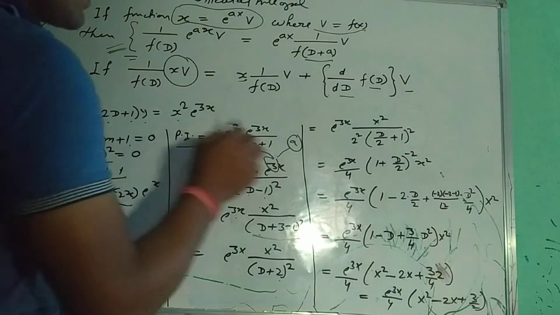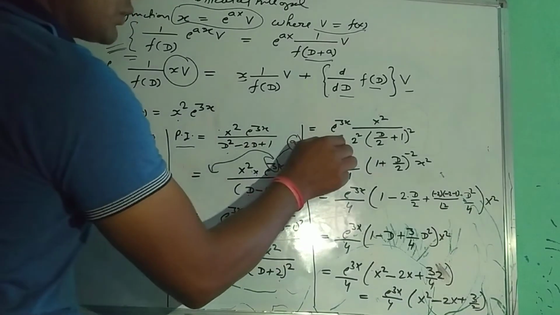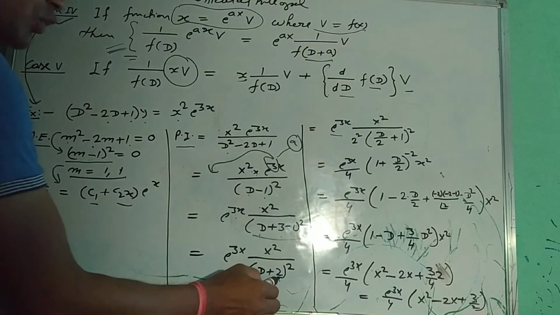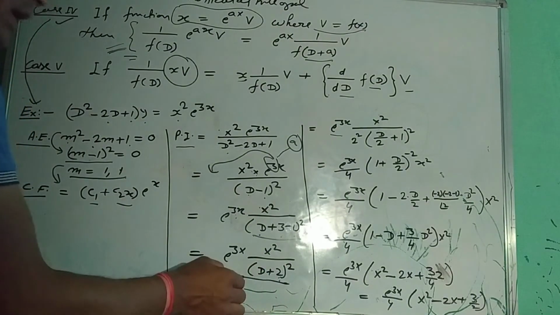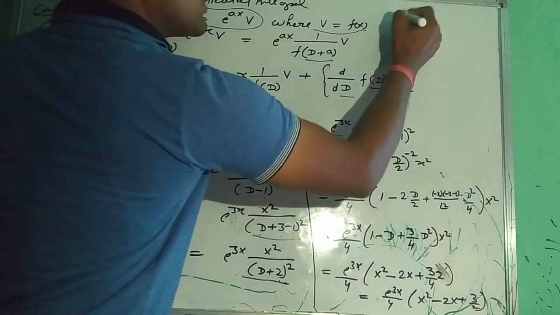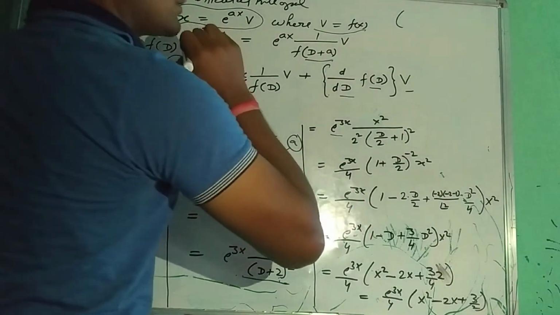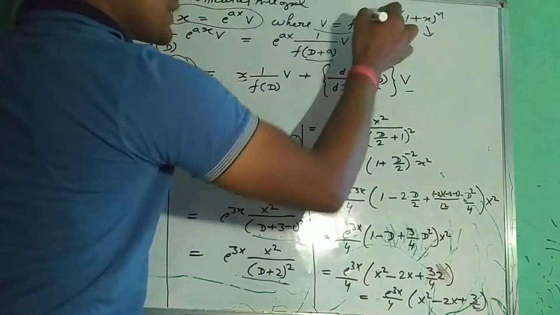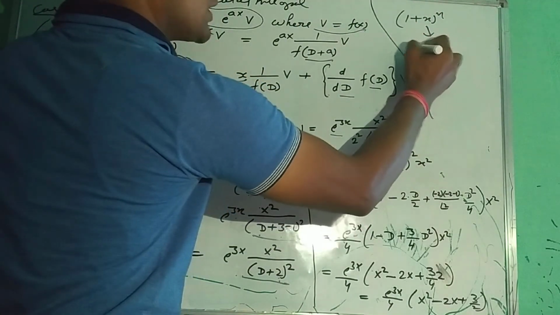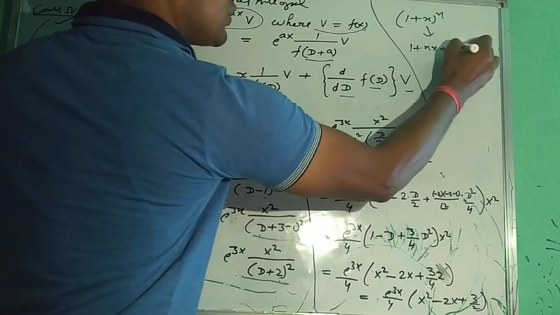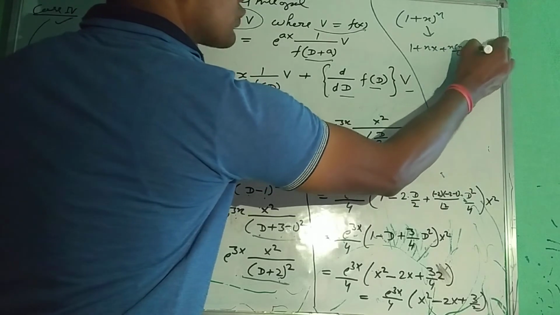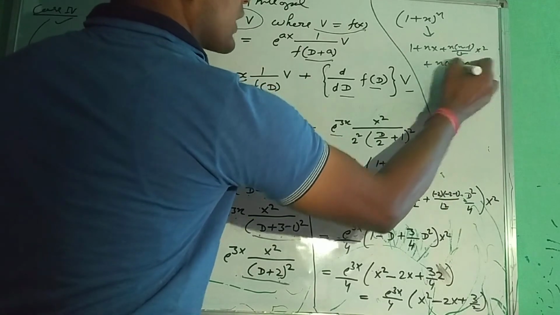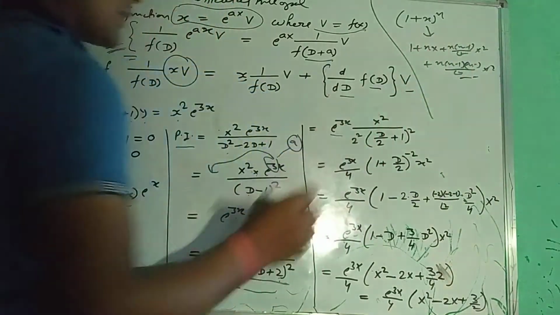Next, this function converts into e to the power 3x times x square upon 2 to the power 2 common from this part, because we need a function of the form (1 plus x) to the power n, and we know the expansion of (1 plus x) to the power n is 1 plus nx plus n(n minus 1) upon factorial 2 x square plus n(n minus 1)(n minus 2) upon factorial 3 x cube and so on.